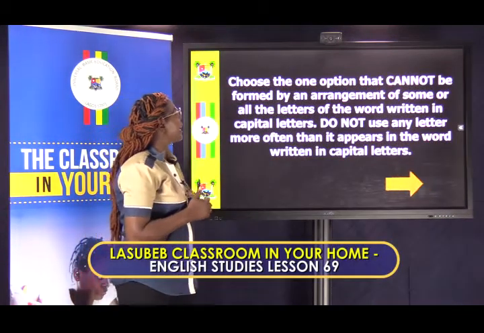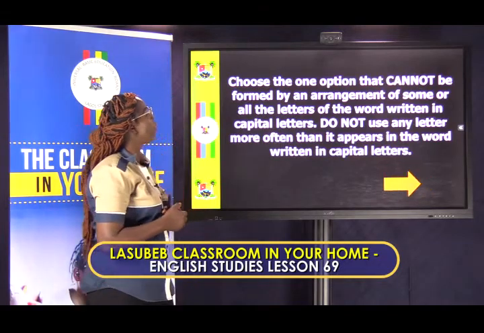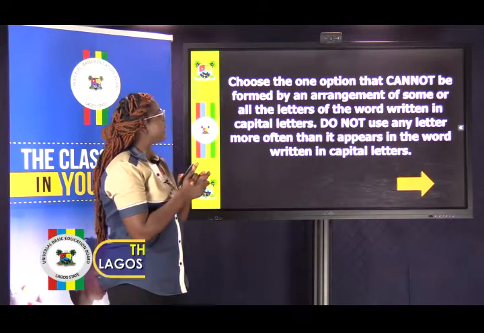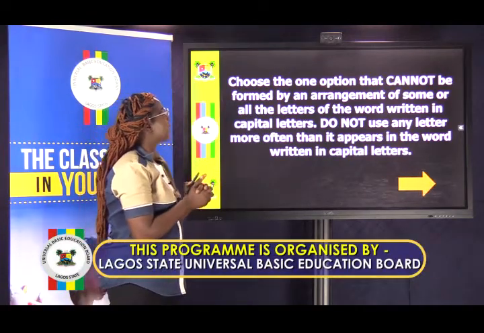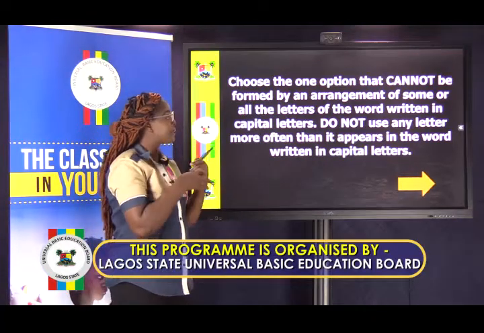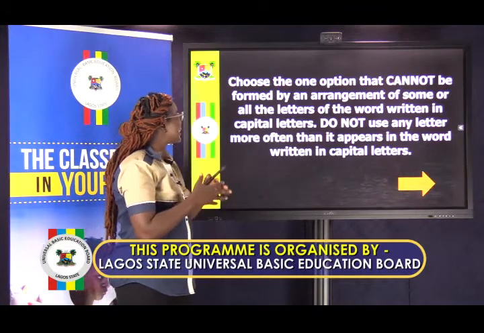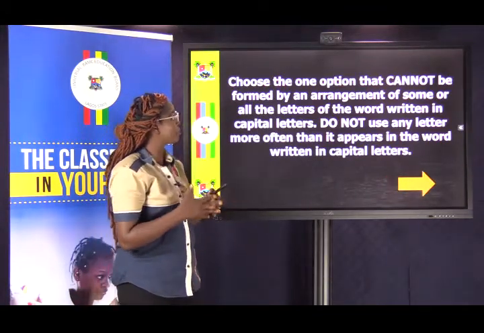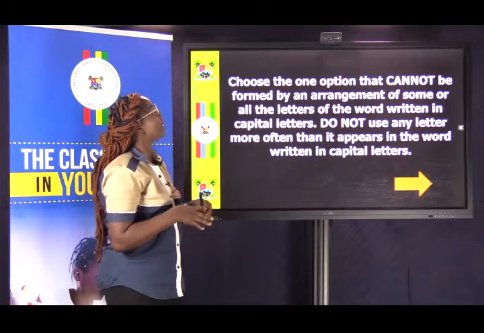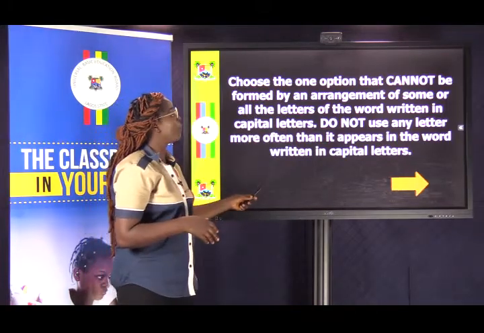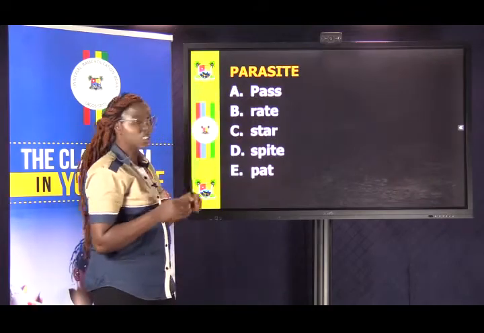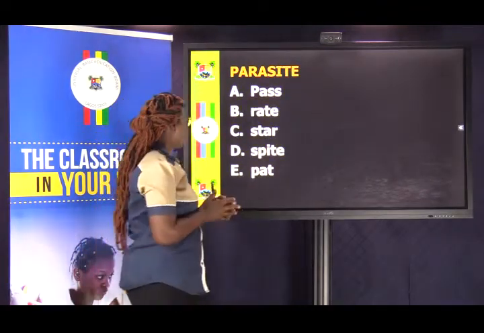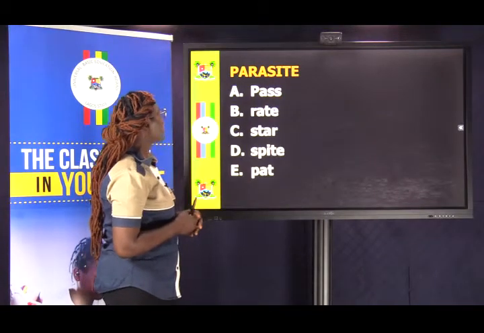Okay, now we want to choose the one option that cannot be formed by an arrangement of some or all the letters of the word written in capital letters. Do not use any letter more often than it appears in the word written in capital letters. So we are looking at the option that cannot be formed by an arrangement. Okay, it's looking big. Let's see the questions in it.